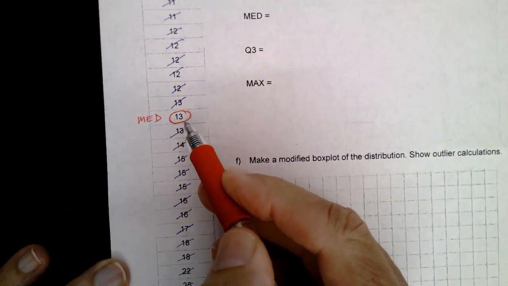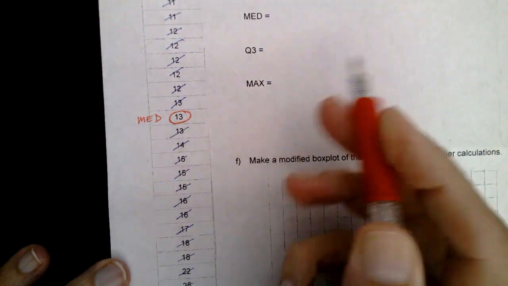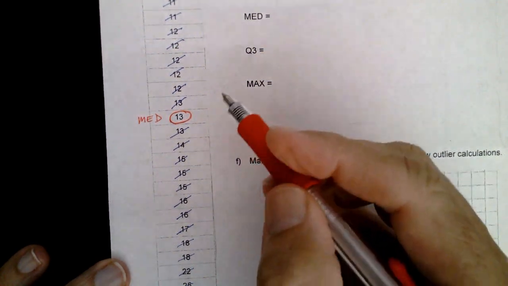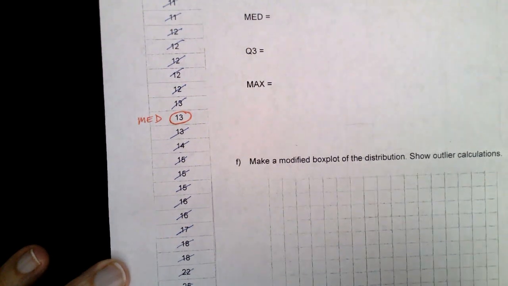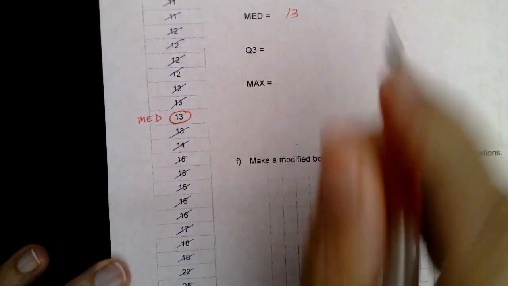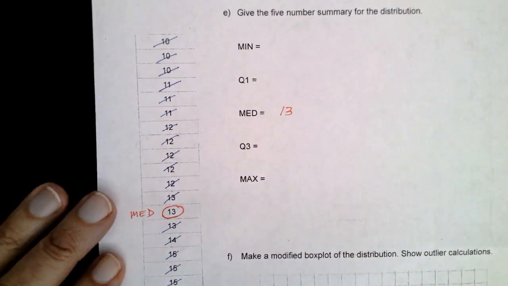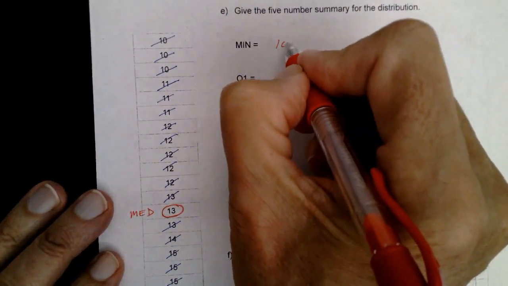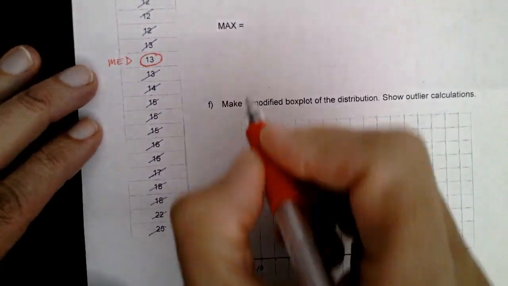Sometimes there's a single number in the middle, in which case you say, okay, that's the median. Sometimes there are 2 numbers in the middle, and you're going to have to average. But in this case, the median is going to be 13. Now, of course, the min and the max are pretty easy. Those are 10, and then the maximum was 25.